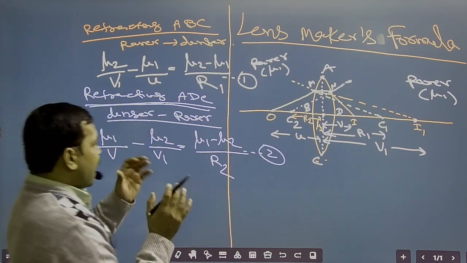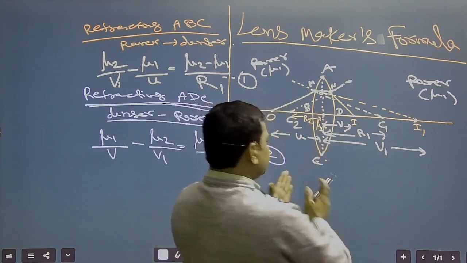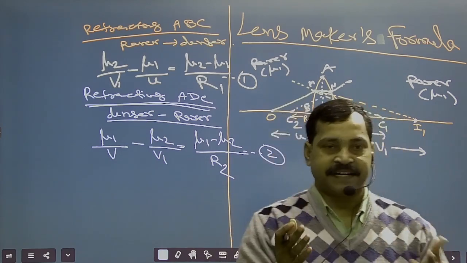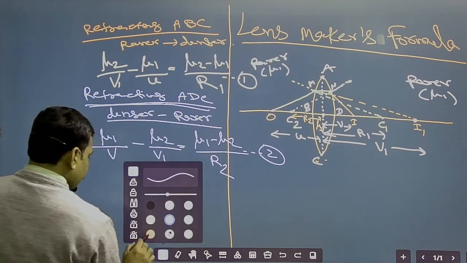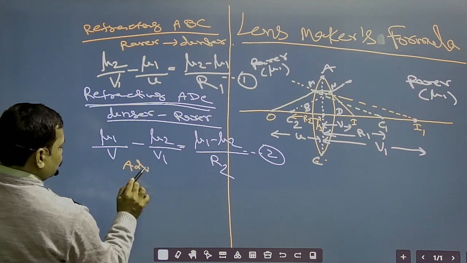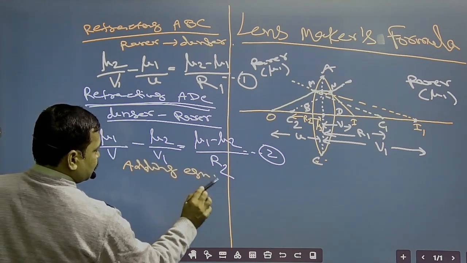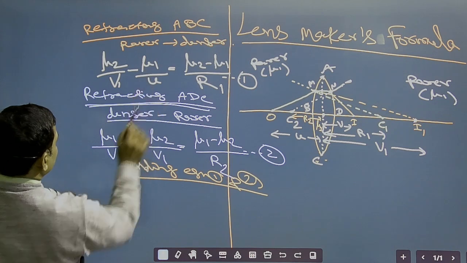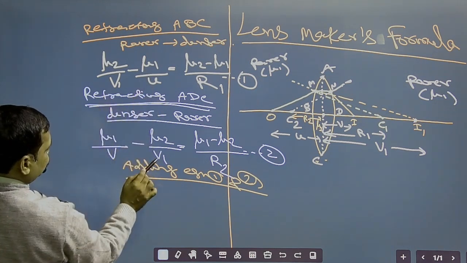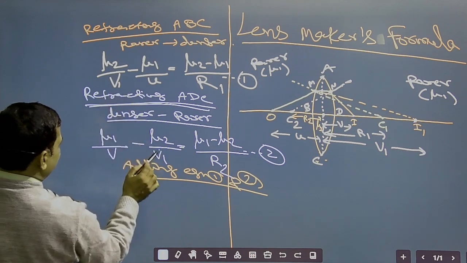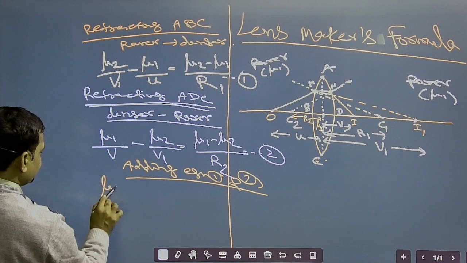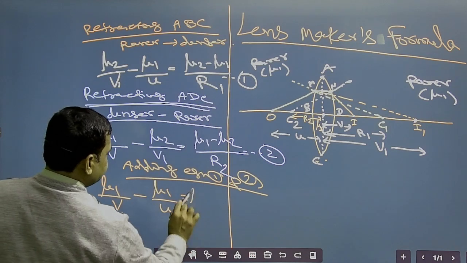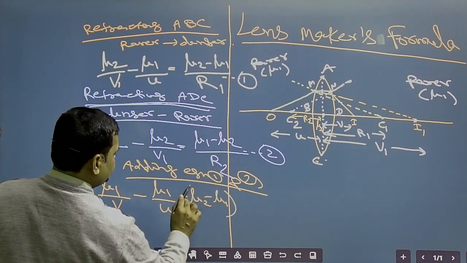To have a common formula, if we combine these two refracting surfaces, the refraction at two surfaces can be added. So by adding equation 1 and 2, what will we get? Here you see mu2 upon V1 and mu2 upon V1, one plus and one minus, so they cancel out. We'll get only mu1 upon V minus mu1 upon U equal to, here we can take mu2 minus mu1 as common.